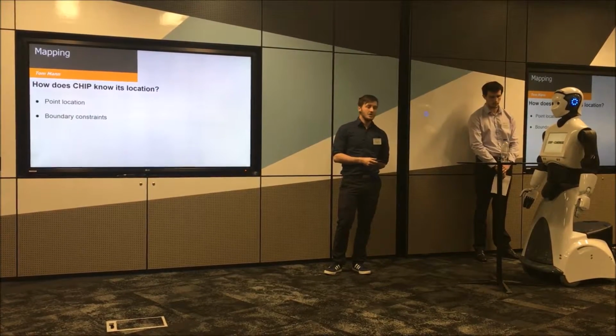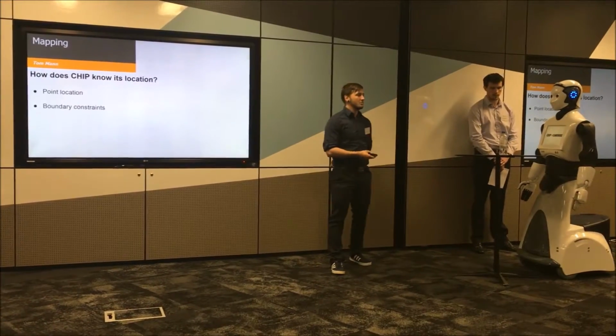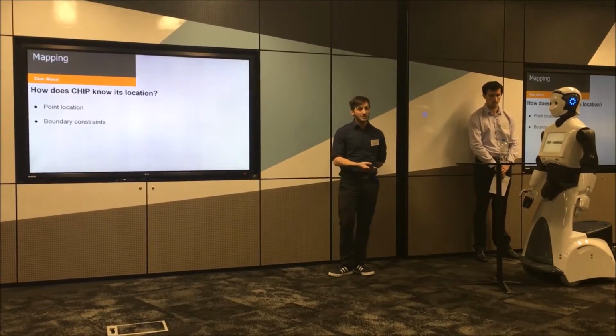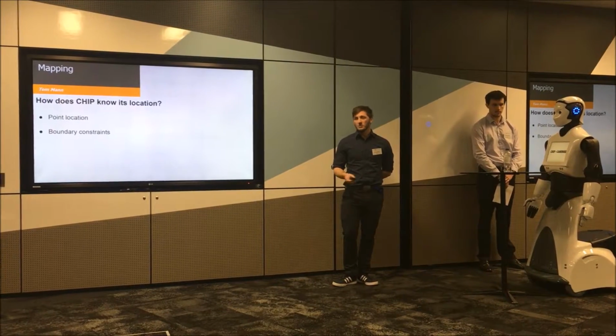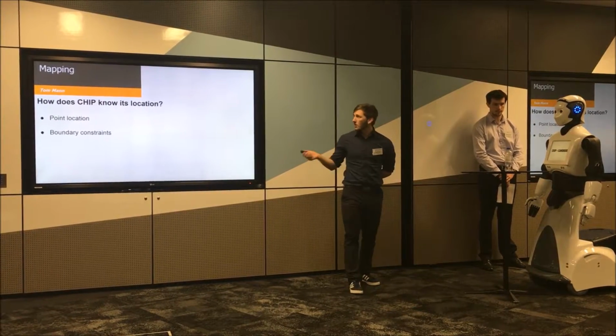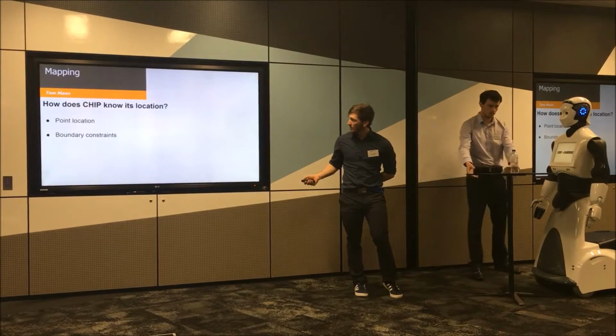We can also add boundary constraints, which will stop Chip from leaving the building, going outside, or maybe entering certain rooms that we don't want him to go into. I'll pass you over to Avery, who was doing navigation.